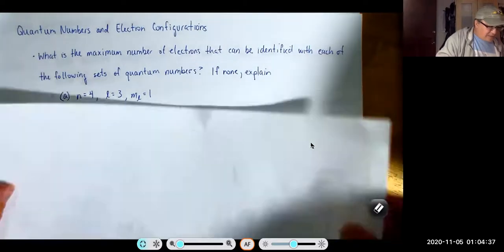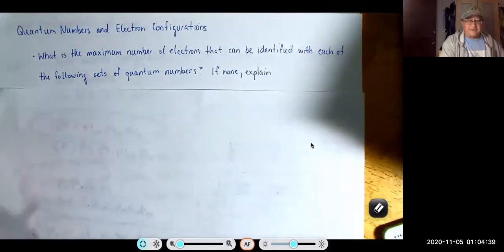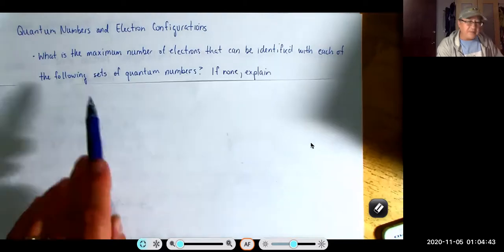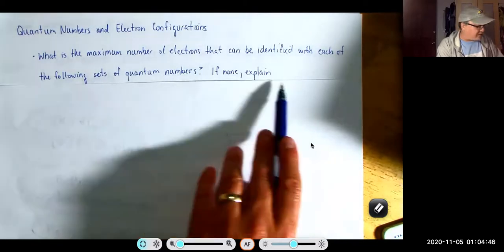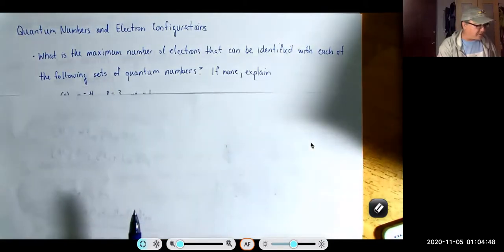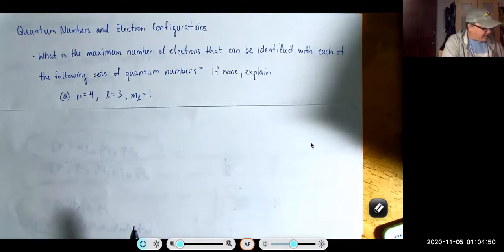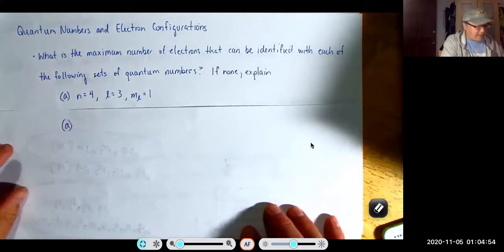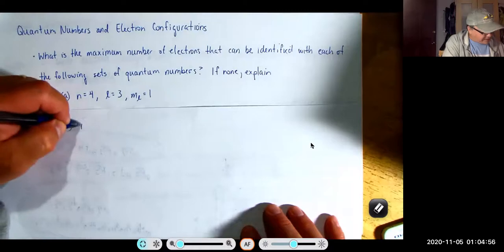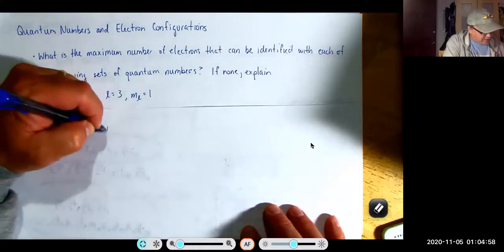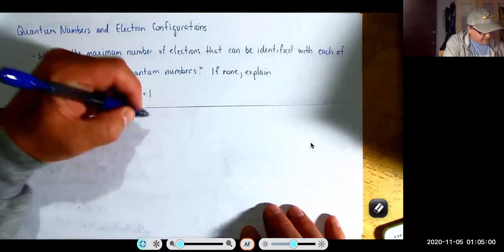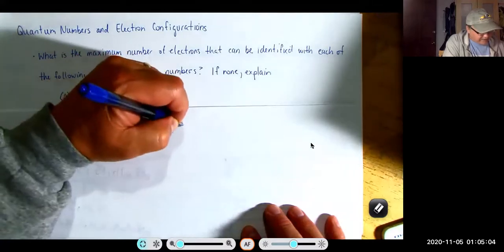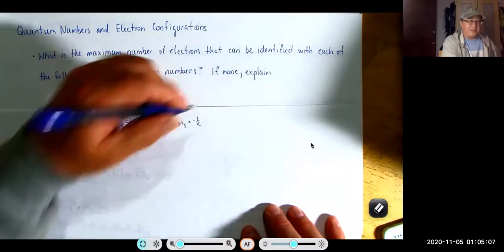So here, what is the maximum? This is kind of a review on those quantum numbers. What is the maximum number of electrons that can be identified with each of the following sets of quantum numbers? If none, explain. So for A, maximum number of electrons, well, when m sub L is equal to 1, we're talking about 2 electrons, because m sub S can be plus 1/2 or m sub S can be minus 1/2. So that's just 2 electrons.